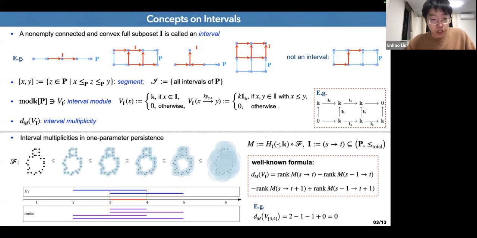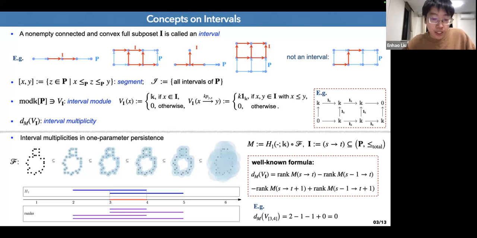So for example, here I give you a one-parameter filtration, the barcodes, and some necessary intervals for computing these interval multiplicities. First, this is a well-known formula. Again, we can compute the interval multiplicity from the ranks of the given persistence module by this alternating sum formula. And you can do it the opposite way: you can also recover the rank by computing the interval multiplicities.